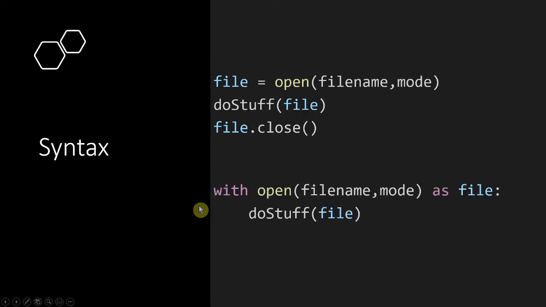So instead, you might want to use this syntax, which is with open file name and the mode as the file, then you do stuff with the file. Looks quite similar to a for loop. In a sense, you've got for, and then in, and then a colon. And this kind of syntax is quite common in Python, if you haven't noticed yet. But this does mean that when you're then done with the file, it will close it automatically.